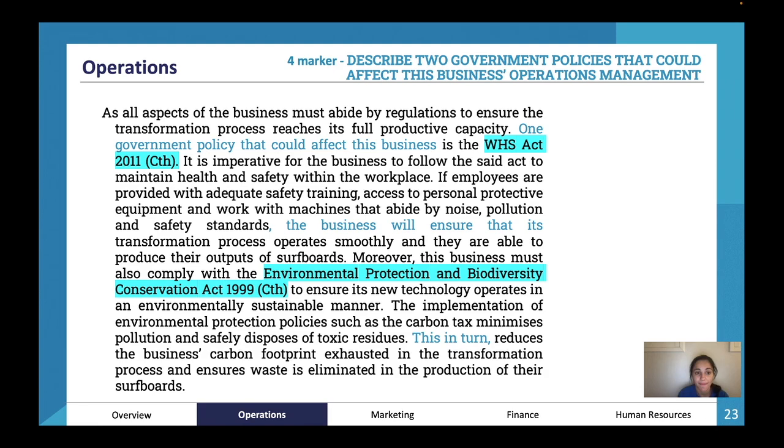How to answer it and the different examples in this sample. So here we've got, "All aspects of the business must abide by regulations to ensure the transformation process reaches its full productive capacity." So straight away, it's explaining the effect that government policies have on operations management, which is this part. But we haven't got into which government policies do that.